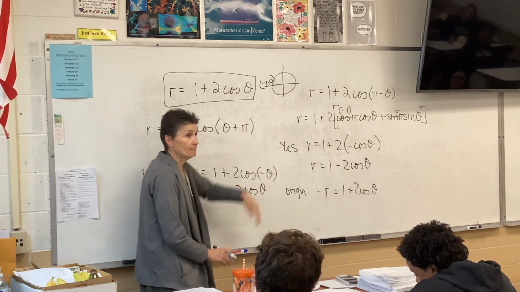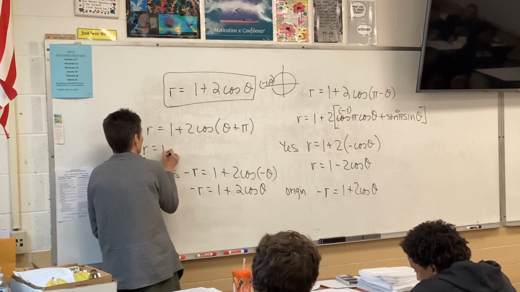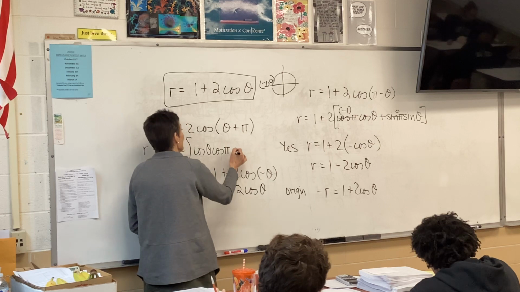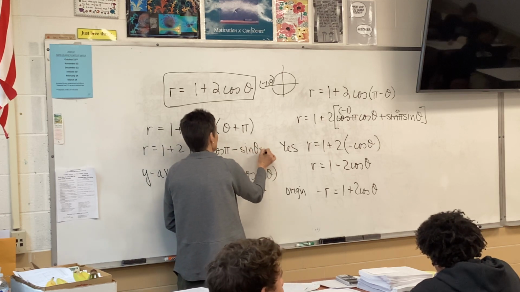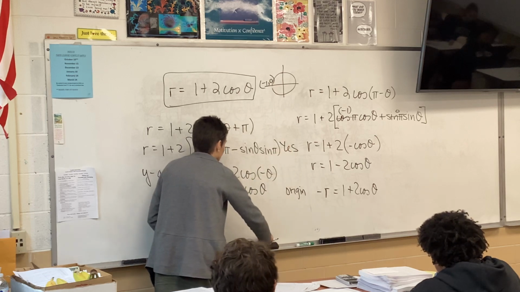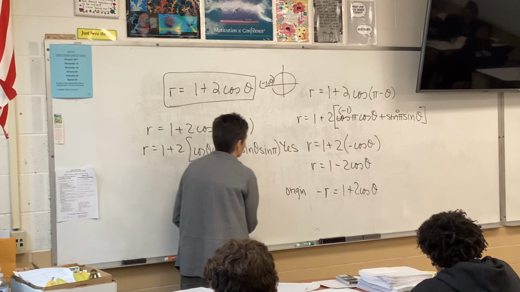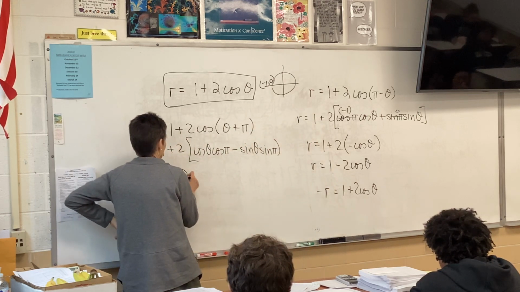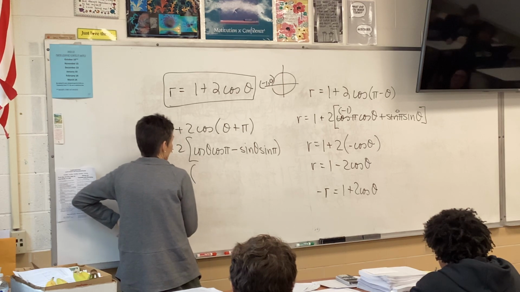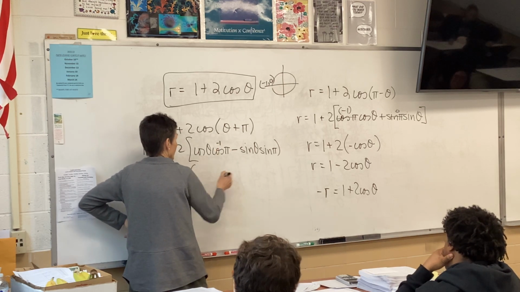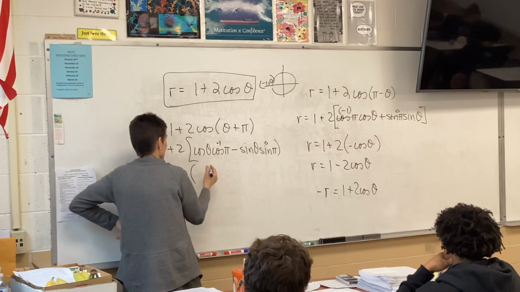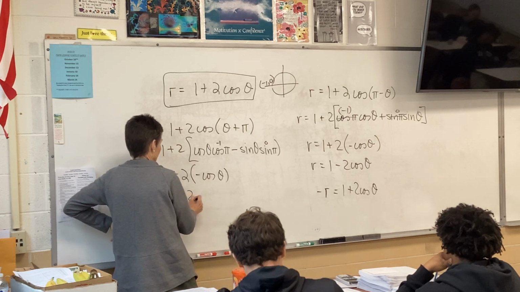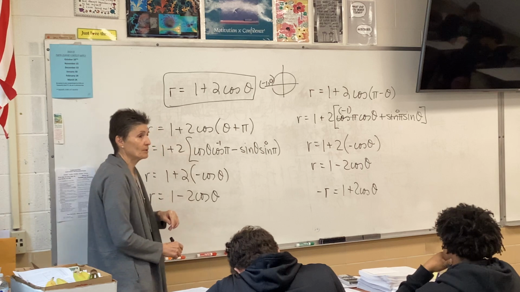Is that kind of like the one we just did? All right, so this one's going to be 1 plus 2, cosine theta, cosine pi, minus sine theta, sine pi. So again, cosine pi is -1, sine pi is 0. So isn't this just going to be negative cosine again? I think that's a big no also.